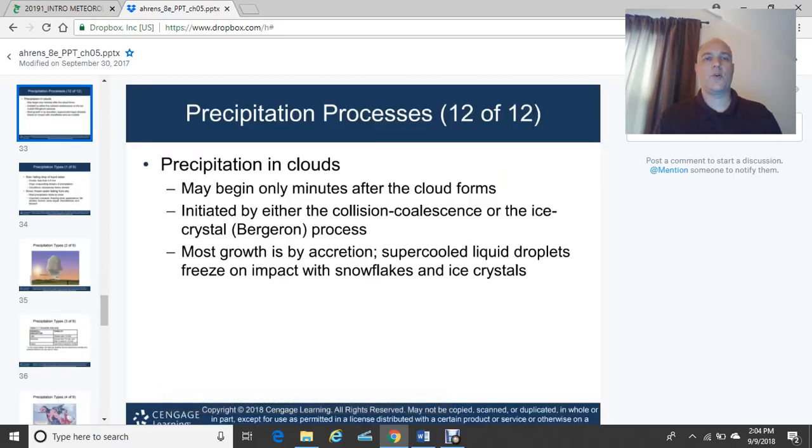All right, and overall, precipitation in clouds may begin only minutes after the cloud forms. If the water droplets within the cloud become heavy enough that updrafts can no longer hold them, they can come out of the cloud very quickly. This is initiated by either the collision-coalescence or the ice crystal process. Most growth is done by accretion, supercooled liquid droplets freezing at impact with snowflakes and ice crystals. That's accretion.